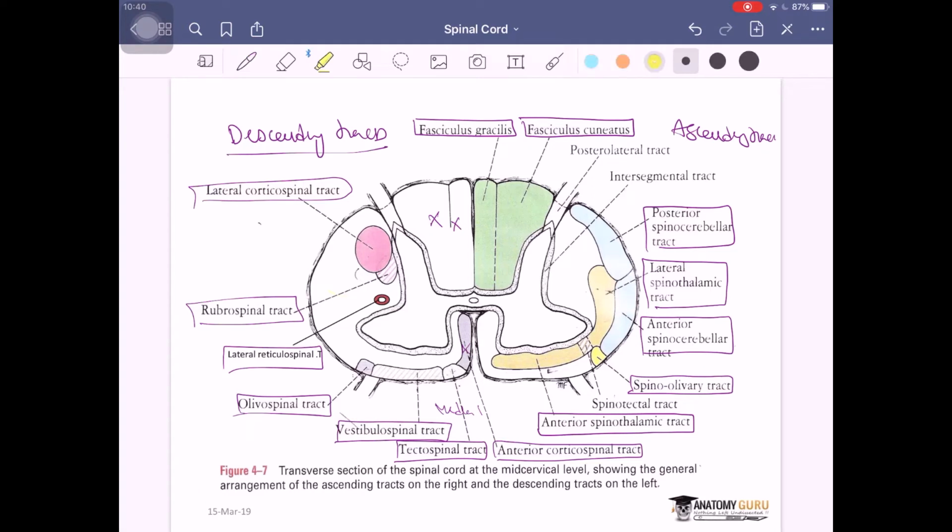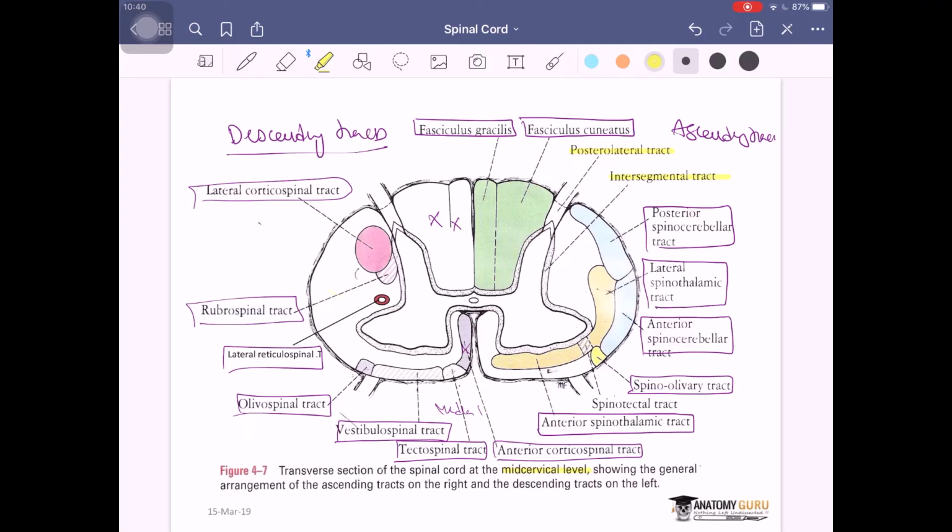Clear? And also in this picture we can see your intersegmental tract, which is shown here. I told you intersegmental tracts are the short, local tracts. Again, one more is here, the posterolateral tract. So these are your intersegmental tracts shown in the picture. Okay, so this is the transverse section of the spinal cord, taken at the mid cervical level.